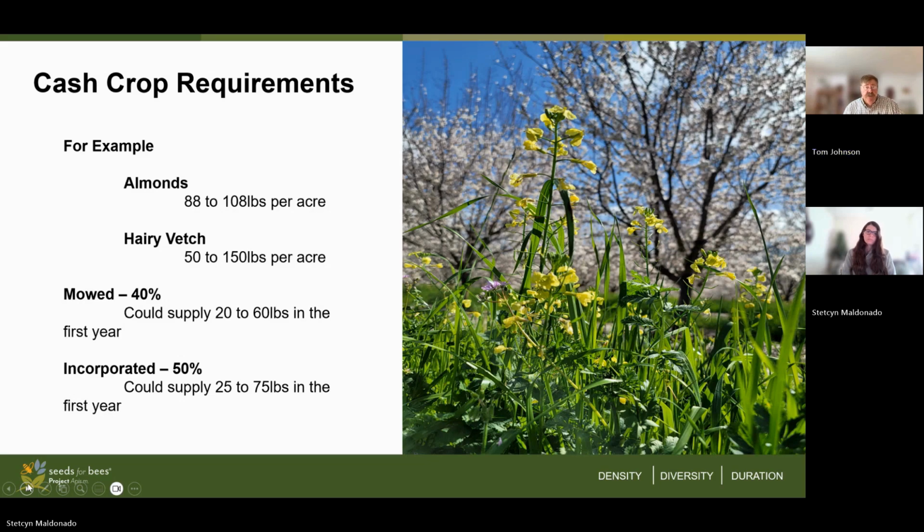But basically, like I said, we're looking at half or less of what that cover crop could produce. So again, those trees are going to need X amount. We're not necessarily going to be able to replace all of it with a cover crop, but we're going to make a dent in what it has to have.